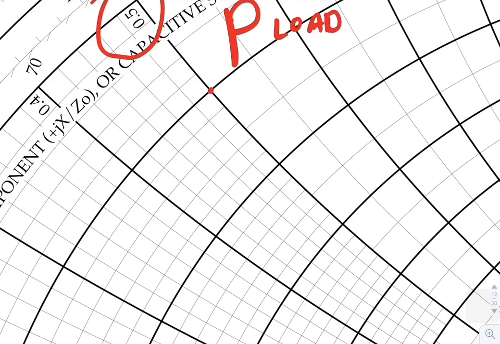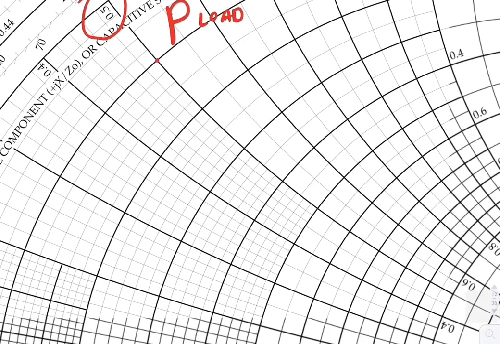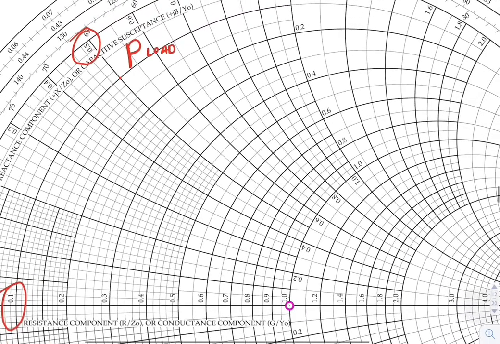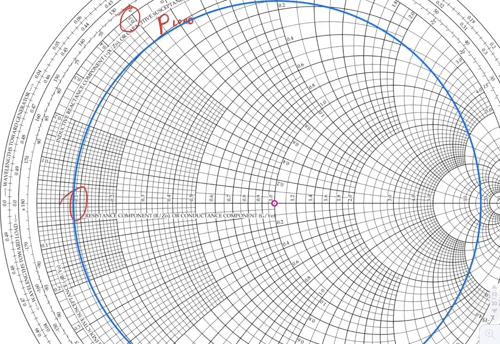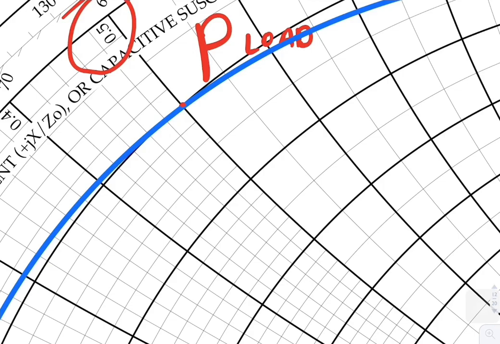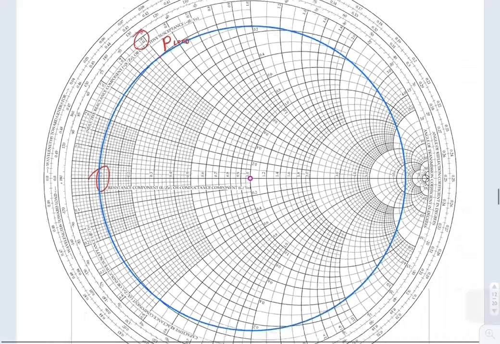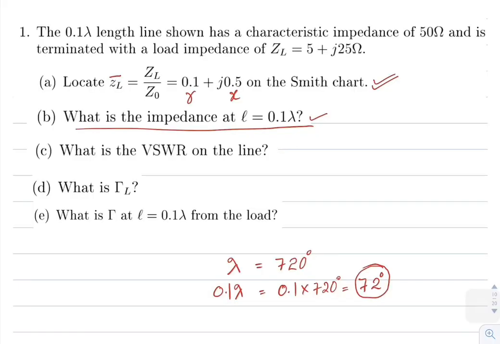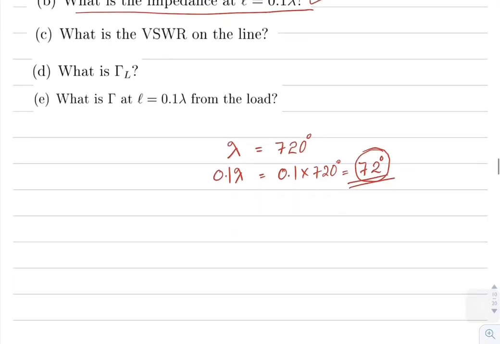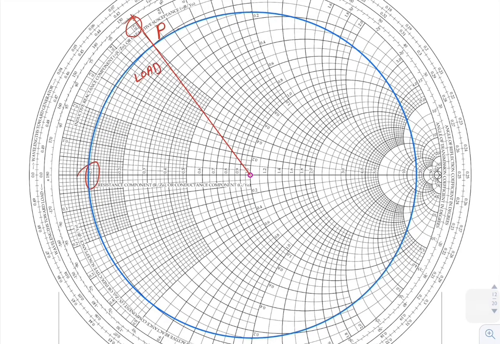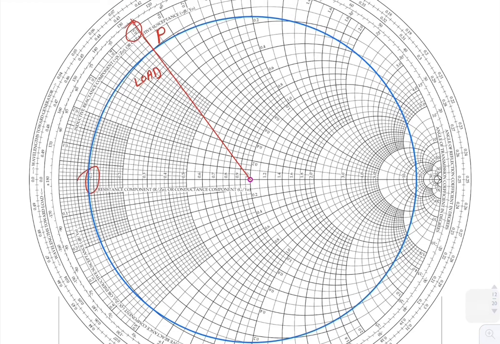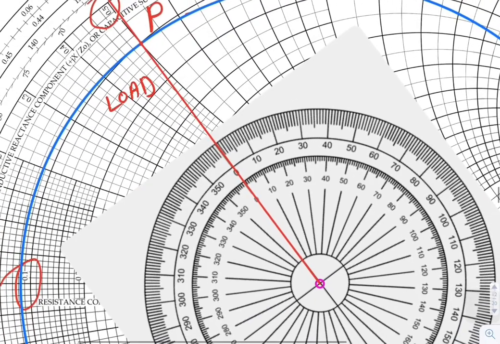In order to find out that impedance, you have to draw a circle which is passing through this load with the center at the center of the Smith chart. So this gamma circle is passing through this point P with a center at center of the Smith chart. Since the angle you have to move is 72 degrees, from this load point you have to travel 72 degrees towards the generator. I am placing the load at 0 degrees. 72 degrees means this point on the graph.